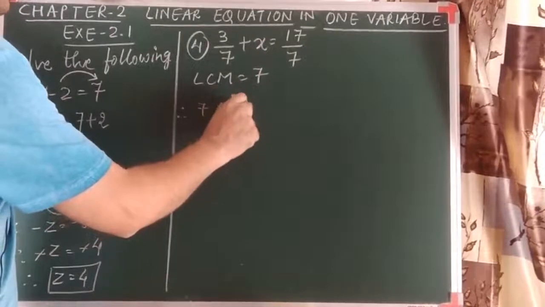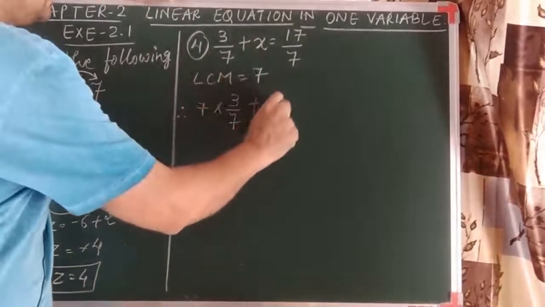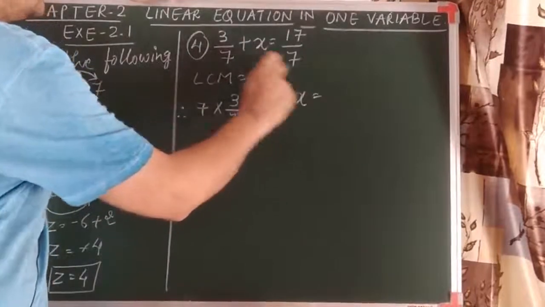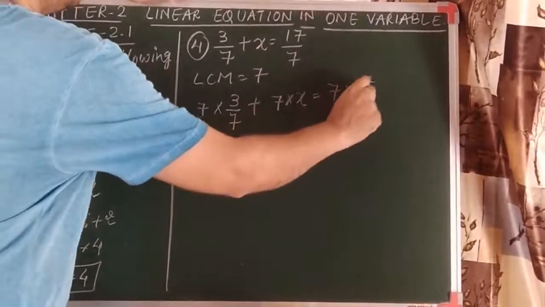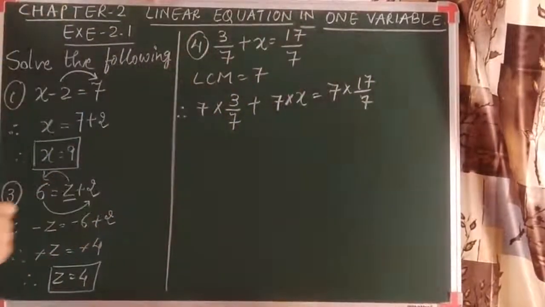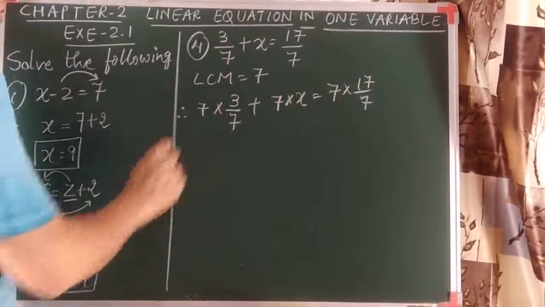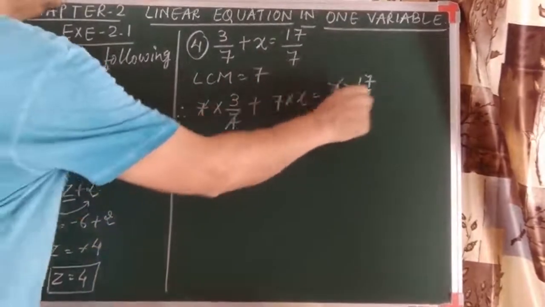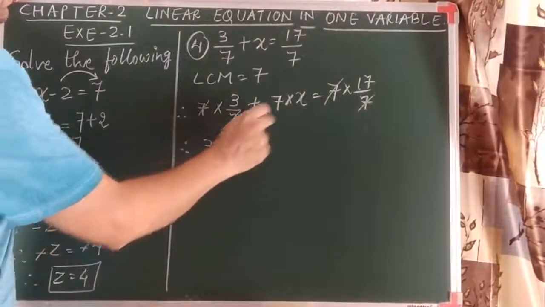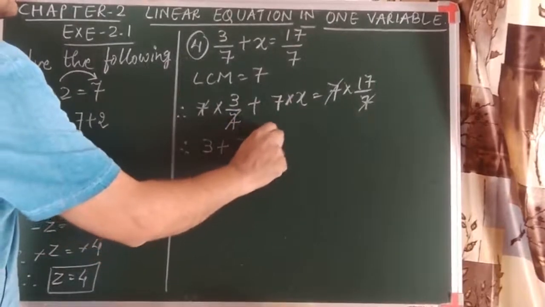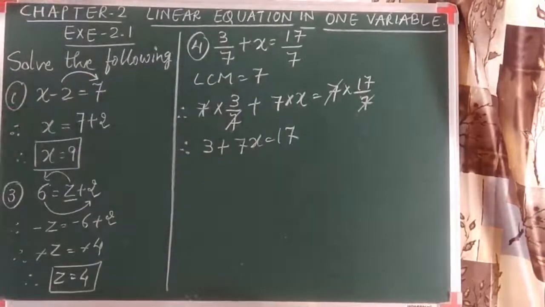7 is multiplied with 3 by 7. I multiplied 7 with the first term. 7 multiplied with x also, I multiplied the second term too. And 7 multiplied with 17 by 7, the right hand side term was also multiplied. We multiplied the LCM with all the terms. Now cancellation will always happen. So see what we obtain: 3, this is 7x, this is 17. Now you observe that this sum is like the previous two sums which we have done. There is no fraction.